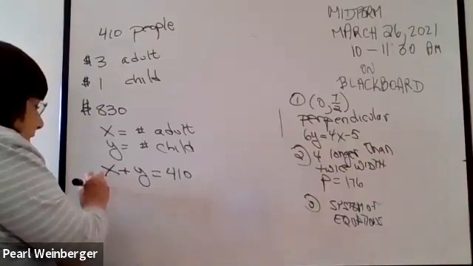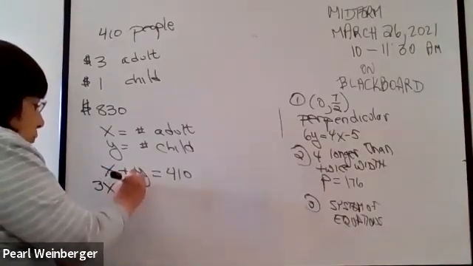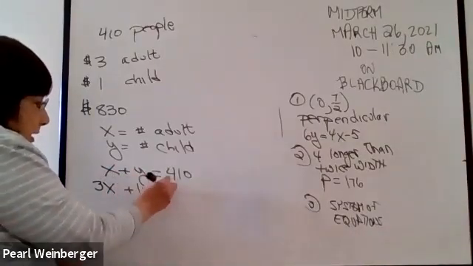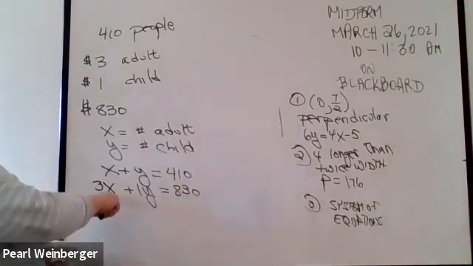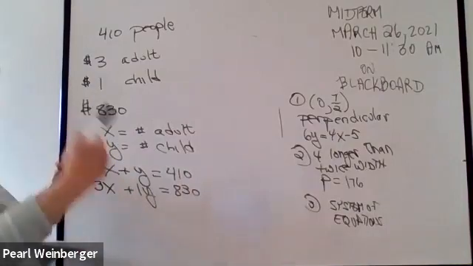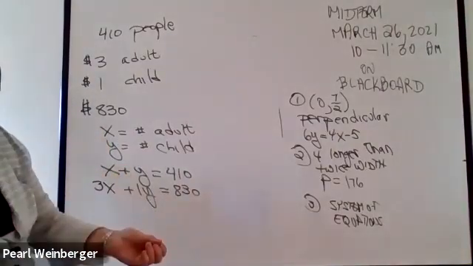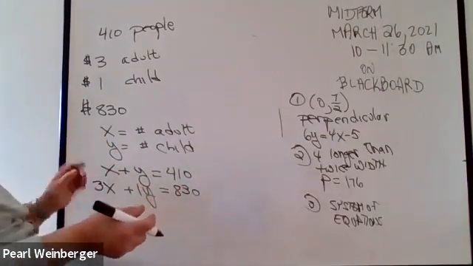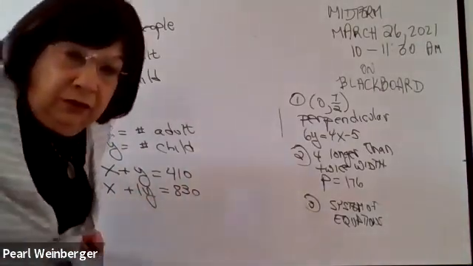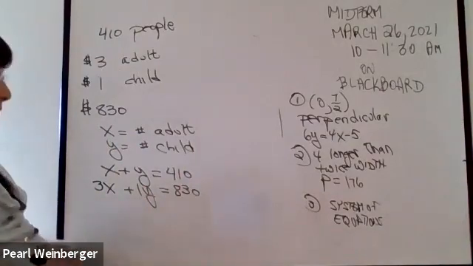You can put 3x plus 1y equals 830. Right, 3x plus 1y, or just y, equals 830. Because now you have to include not just how many people there are, but how much each of them paid. And now we have to solve this. Do we want to get rid of the x's or do we want to get rid of the y's?